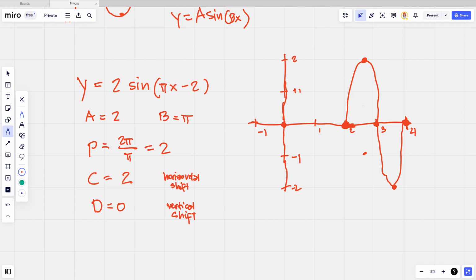But if you repeat the cycle, you'll have something looking like this. Okay, the first one we graphed, the red one, is just a sketch for one cycle. Okay, so that's how we graph y is equal to 2 sine of pi x minus 2.